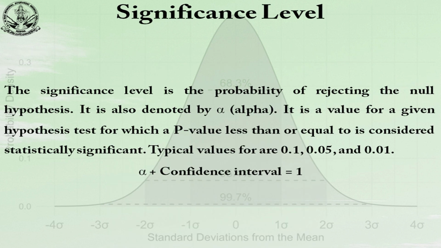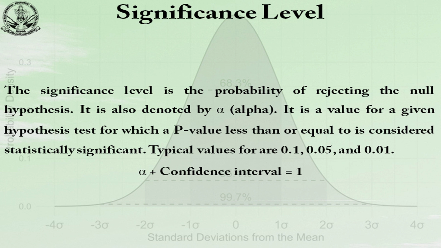Another important point in this case is the significance level. The significance level is the probability of rejecting the null hypothesis. It is usually denoted by alpha. It is a value for a given hypothesis test for which a p-value less than or equal to it is considered statistically significant. Typical values for the significance level are 0.1, 0.05 and 0.01.